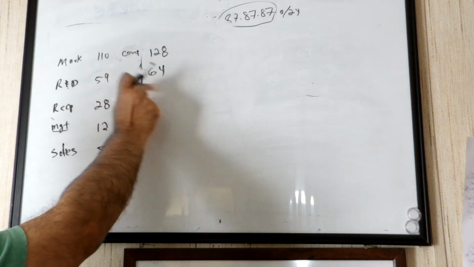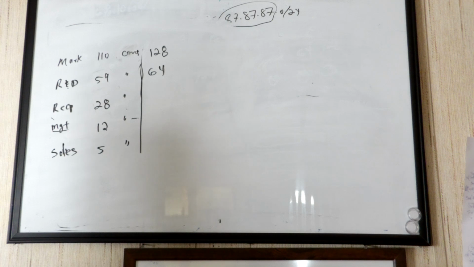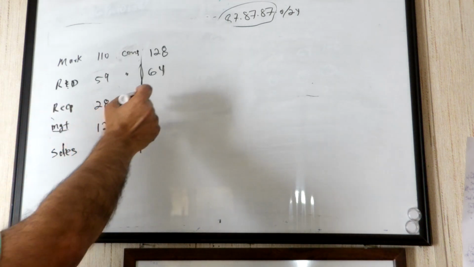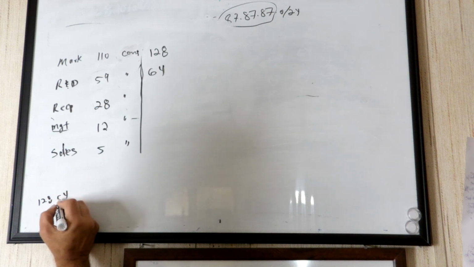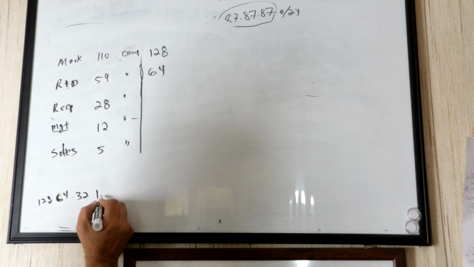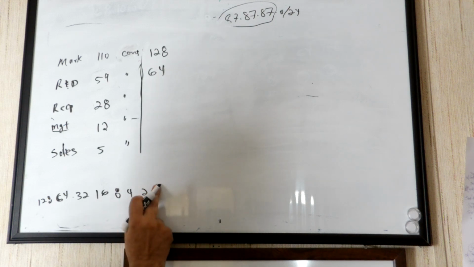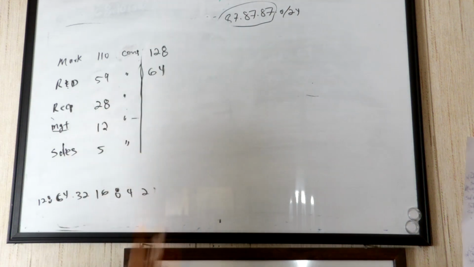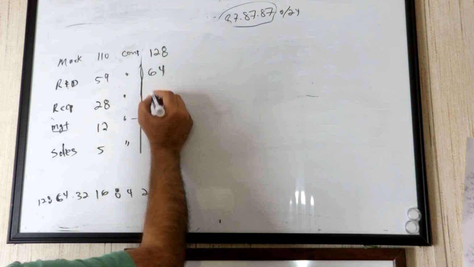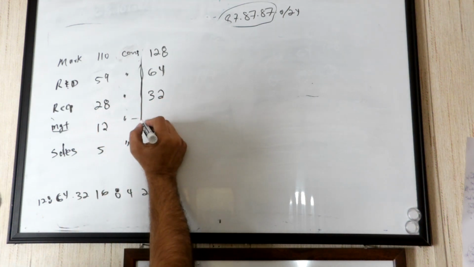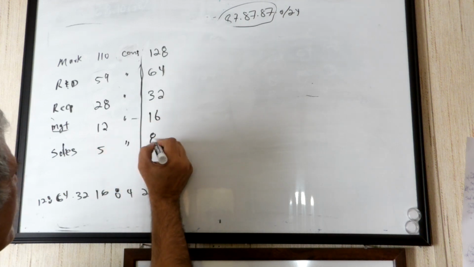We cannot use 32 here, because the number of computers here is 59, so you got to use a little bit more, which is 64. 128, 64, 32, 16, 8, 4, 2, 1. Okay. Either one of those. So this is 28, we need 32. 12, 16, and this one 8.